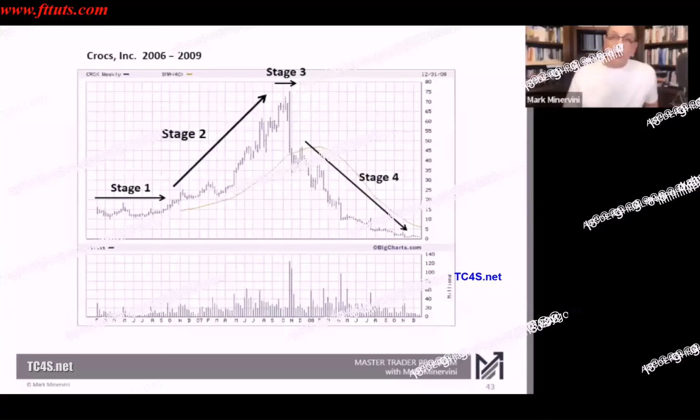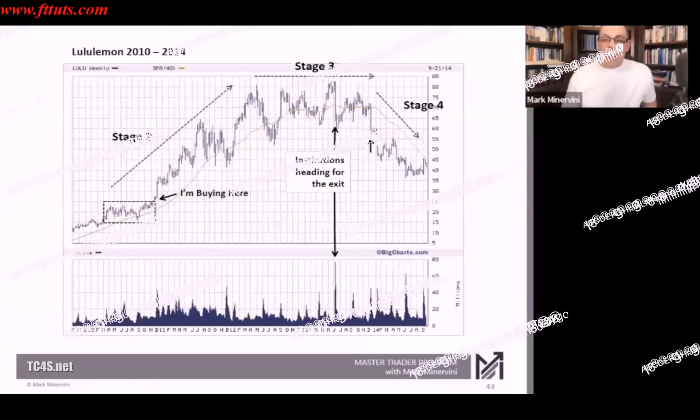Crocs, very short stage 3. It topped very quickly on an earnings report and just got blasted. But again, you can see here, you don't want to be involved here. Stage 1, you're losing time. Stage 3, you're losing time. Stage 4, you're losing money and time. Stage 2, you're gaining value, and fast. That's the only place you want to be. That's the key of all this: we want to convince you that you only want to be in this one stage.